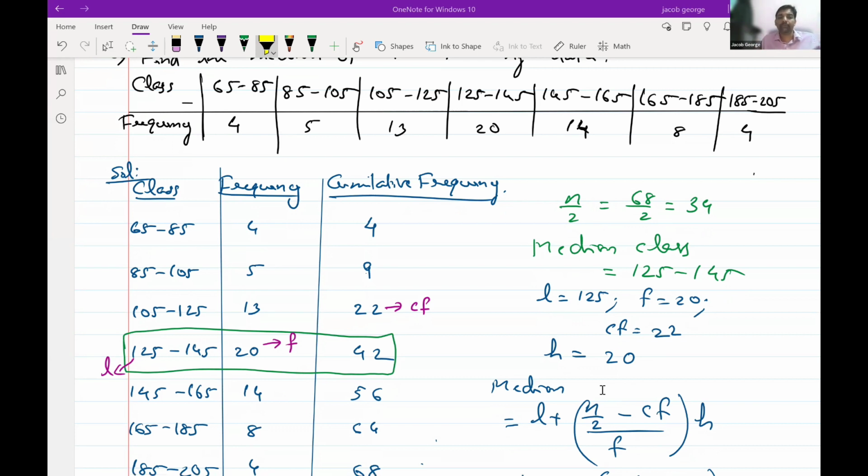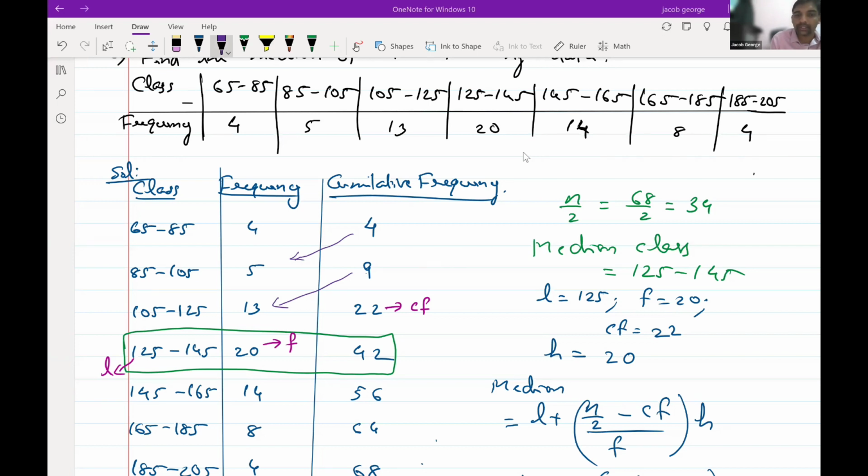What is cumulative frequency? For 65 to 85, 4 people are there. Then less than 105, how many are there? That is called the cumulative frequency. Less than 105, 4 plus 5, 9 are there. So we copy the first frequency as it is, then add diagonal wise: 4 plus 5, 9. Then 9 plus 13, 22. This is the way of writing cumulative frequency from frequency.